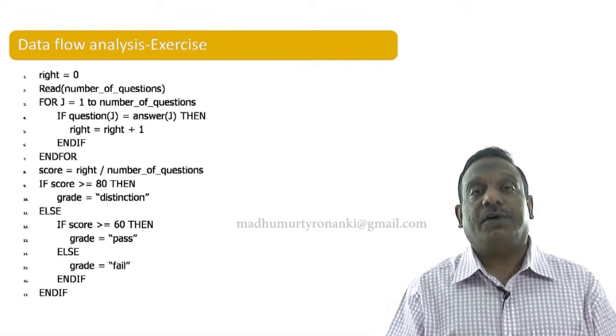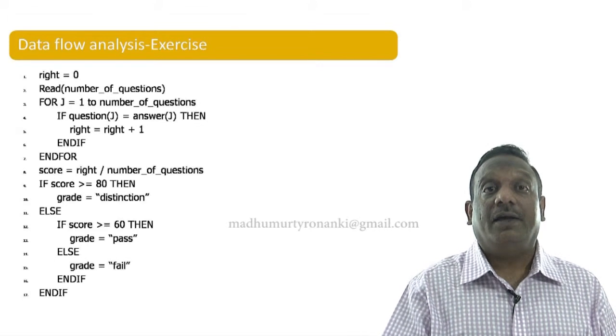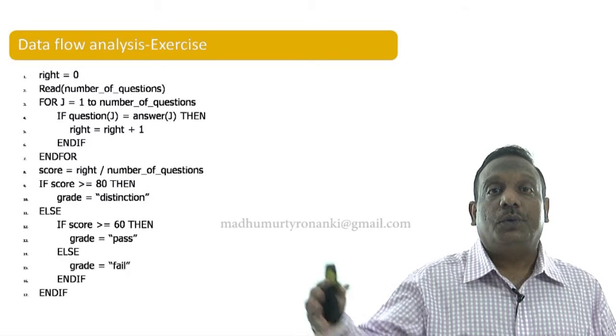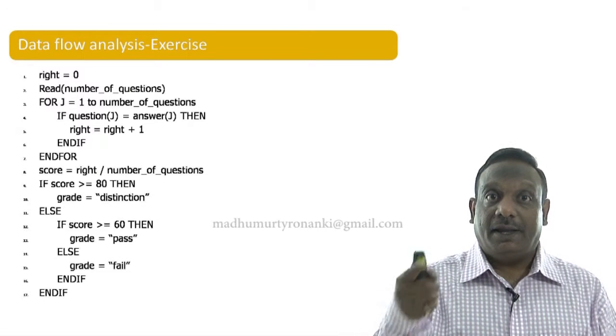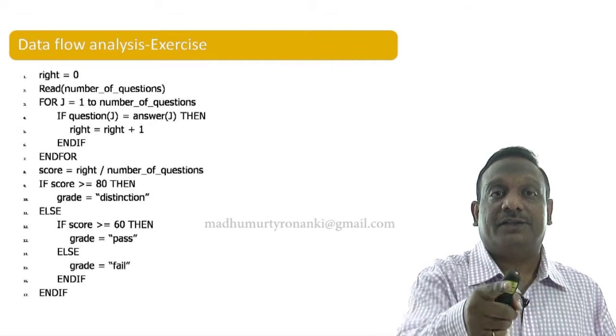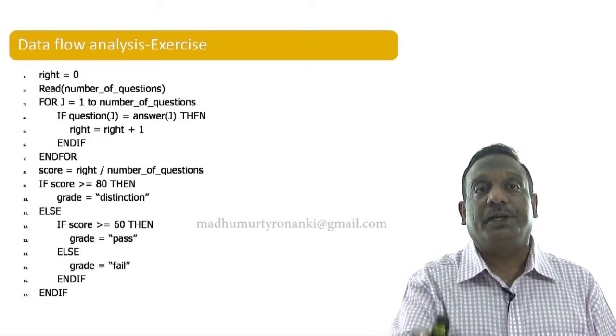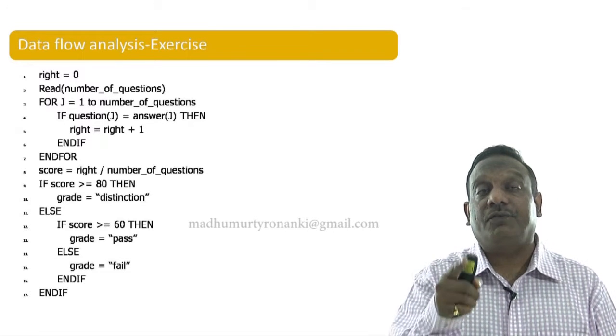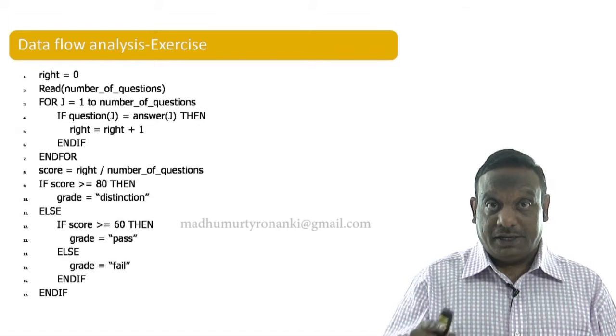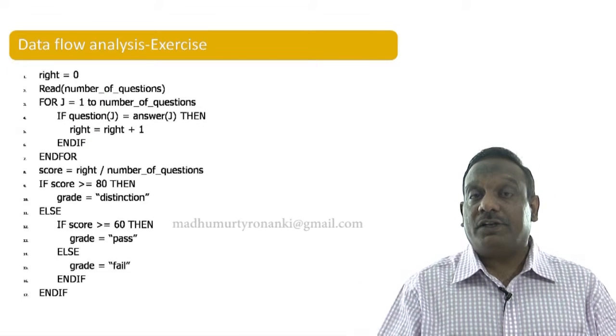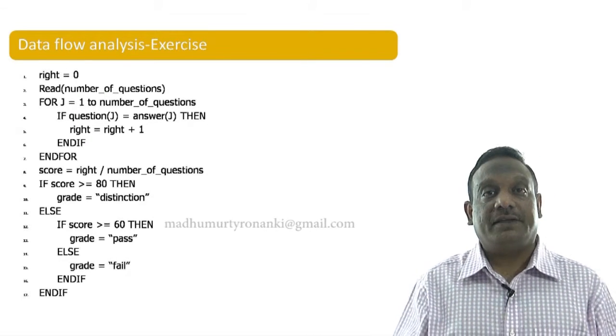And then a for loop started where we are telling for j equal to 1 to number of questions. Already number of questions has been defined in the second statement, and in the third statement it is being used. And then inside that, you are telling if question j equal to answer j. What is question j? That is a variable. Answer j is another variable.